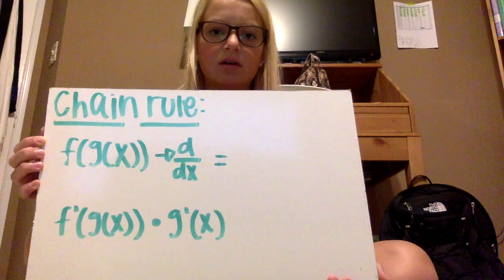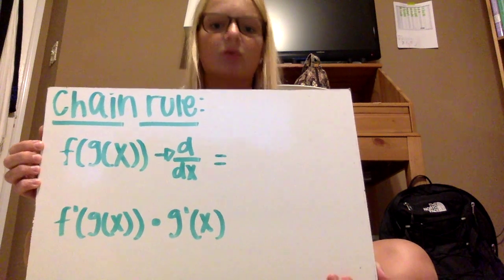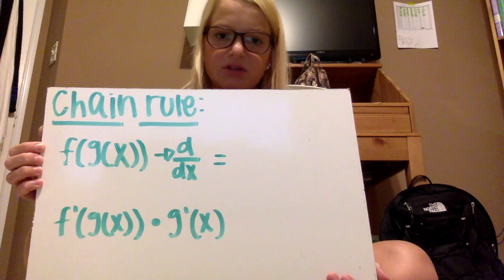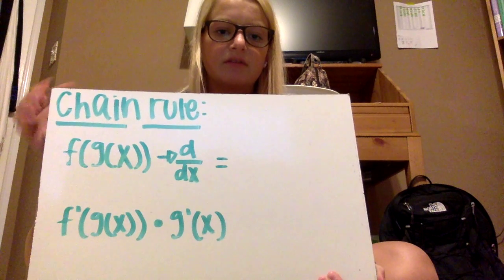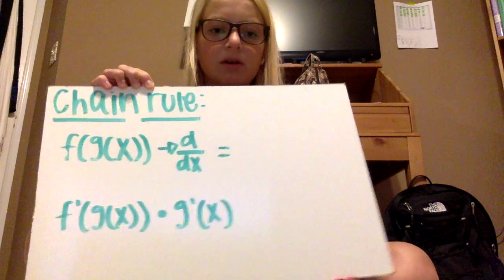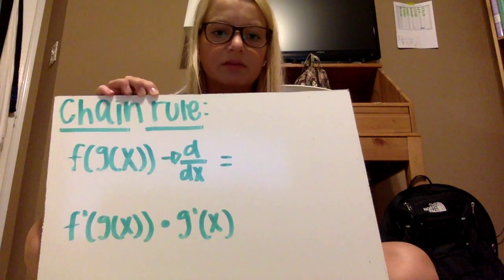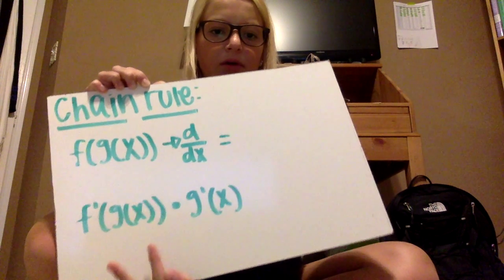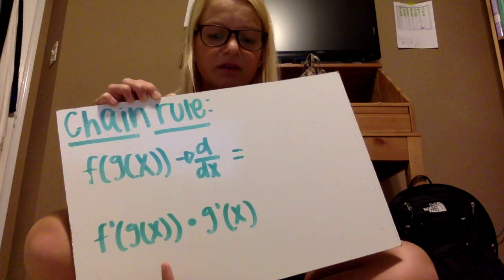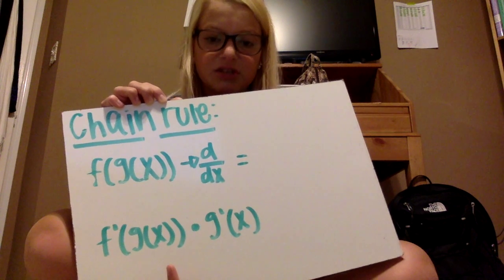So just like your product, sum, or quotient rules, you're going to have an equation that you need to write it out for. So if you have something that's like f of g of x, you're going to be taking the derivative of f. So right over here we have f prime of g of x times g prime of x.